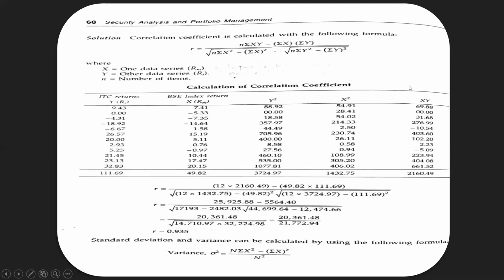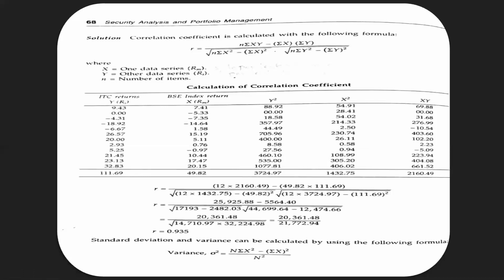Now xy values are to be calculated. So the first and second column items are multiplied to calculate the fifth column. 9.43 into 7.41, 0 into 5.33, 4.31 into 7.35, and then the total is calculated to arrive at the total value sigma xy, which is 2160.46. You are not using the sigma xy anywhere, but we have just calculated it. So now we can apply the formula.